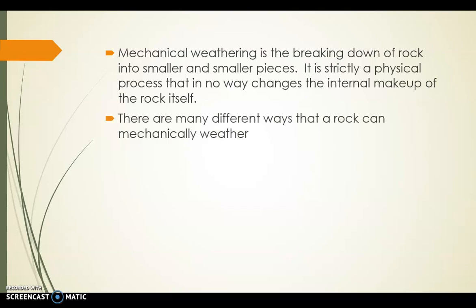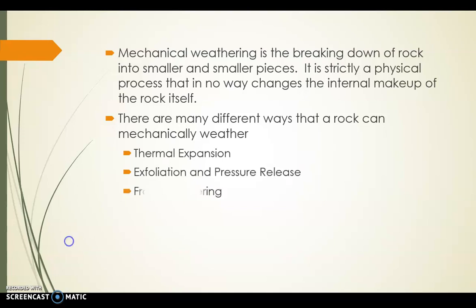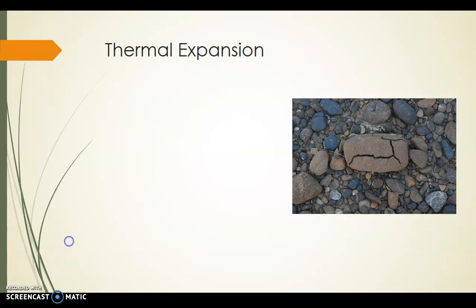There are many different ways that a rock can mechanically weather: thermal expansion, exfoliation and pressure release, frost weathering, or biotic activity. Let's take a quick look at each of these. Thermal expansion. Thermal means heat, therefore we know this has something to do with heating and cooling.